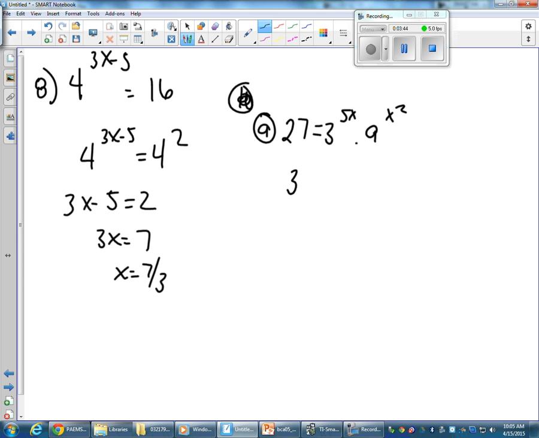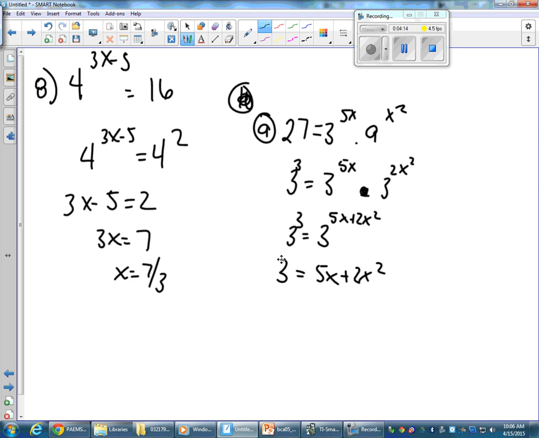So rewrite 27 as 3 cubed. This one's already written as a power of 3. And 9 can be written as, whoops, that should be a times, not an equals, 3 squared. And then I still have an x squared up here. So it's 2x squared instead of just an x squared when I change 9 to 3 squared. So the left side is going to become 3 cubed. And the right side, when you're multiplying powers of like bases, you just add up the exponents. So basically, I need 3 to equal 5x plus 2x squared.